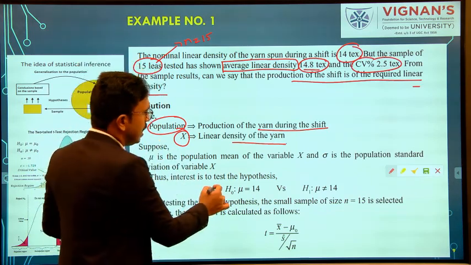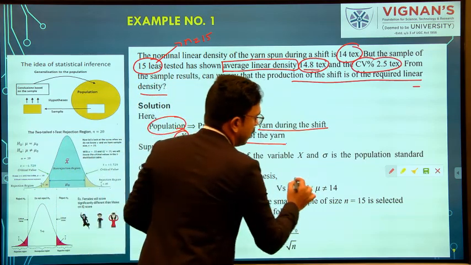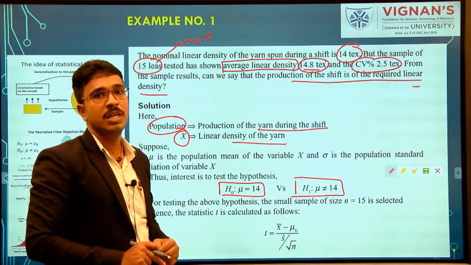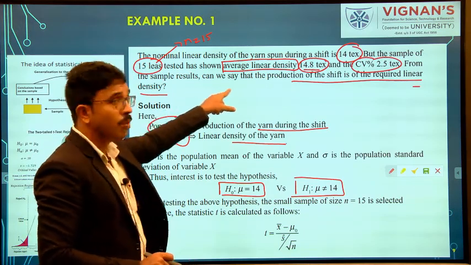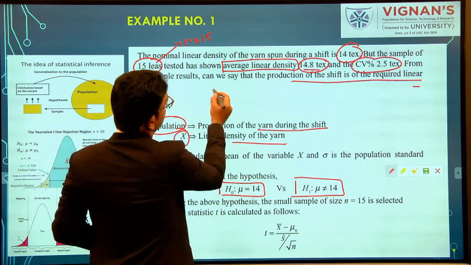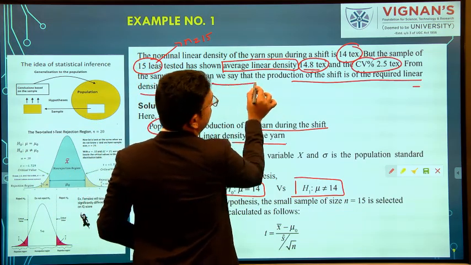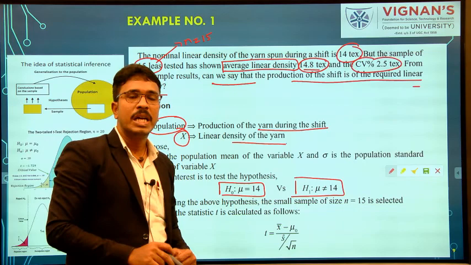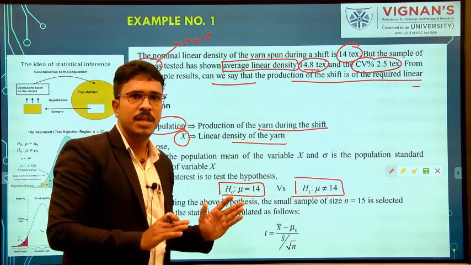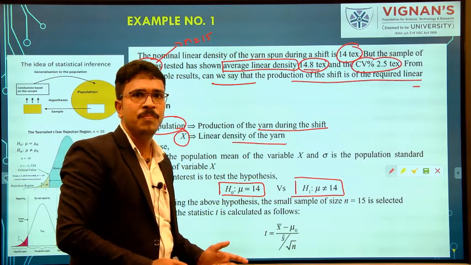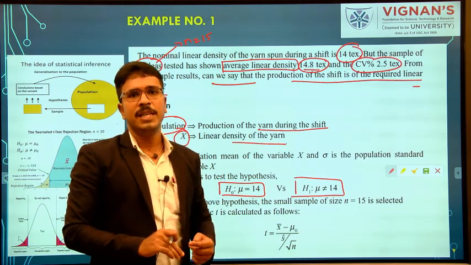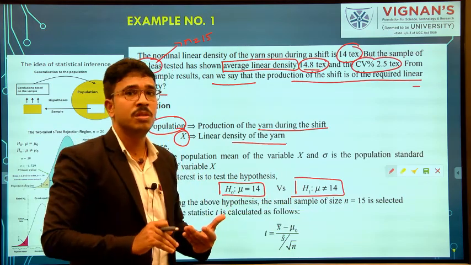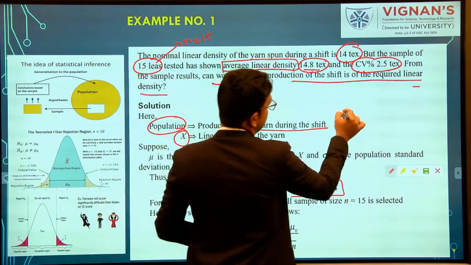Then we have to set our hypotheses, H0 and H1. While setting H0 and H1, you have to see what we need to conclude. Can we say that the production of the shift is of the required linear density? That means the production may be the same as the expected one, or the production is not the same as the expected one. Two things only: equal to or not equal to. So which tail do we have to use? We have to go with the two-tail test.